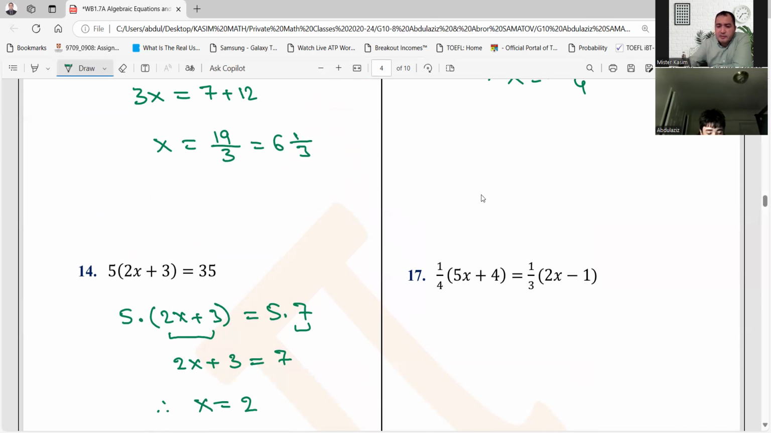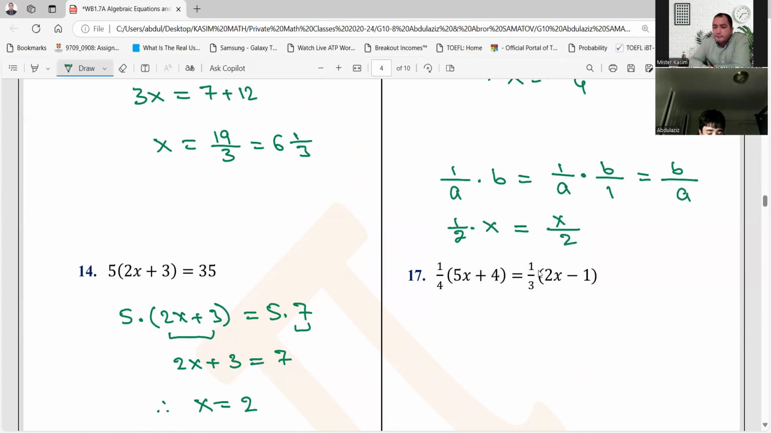This means that 1 over A times B, if you remember, it is something like this: 1 over A, and this B, I can write it as B over 1. So 1 over B is B, and A times 1 is A, right? It's like, for example, 1 over 2 times X is the same thing as X over 2, right? So here, I can write it as a single fraction, 5x plus 4 over 4 is equal to 2x minus 1 over 3.